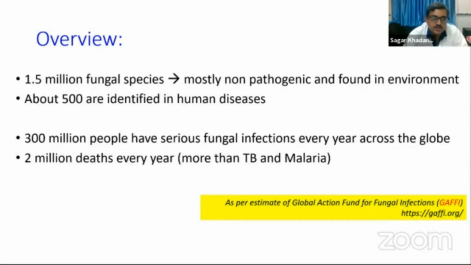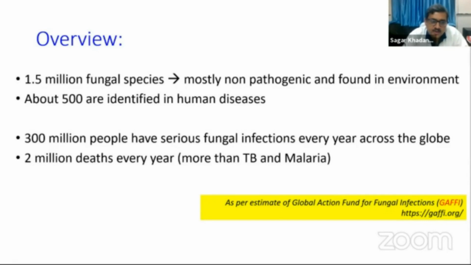To give you a gross overview, there are around 1.5 million fungal species, out of which hardly about 500 are identified to cause human disease. 1.5 million has been cut down to hardly 500. And mind it, these 500 organisms or fungi are not easy to identify, and they share so much in common that you will be confused both in diagnosis and during treatment.